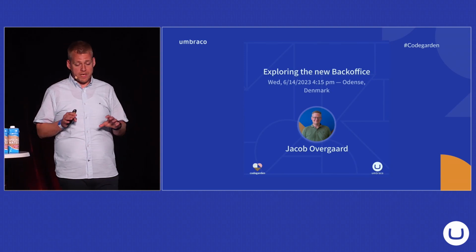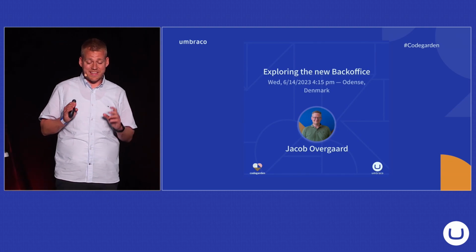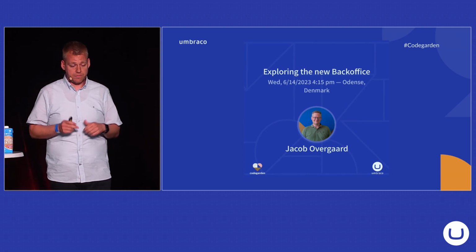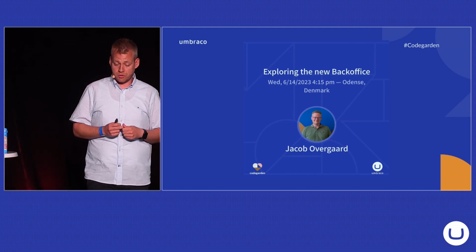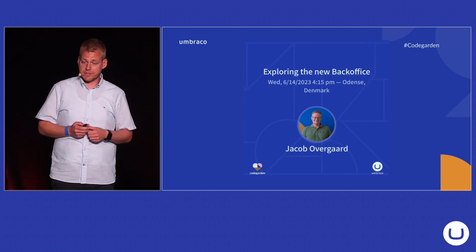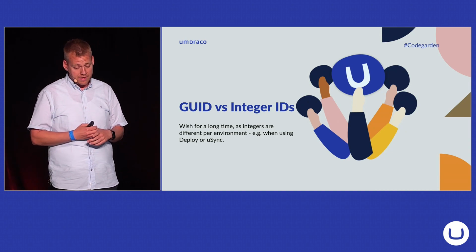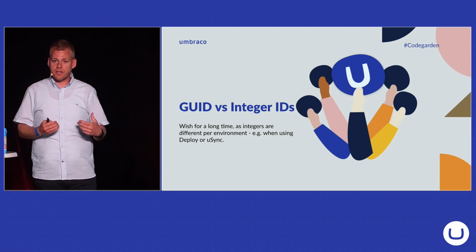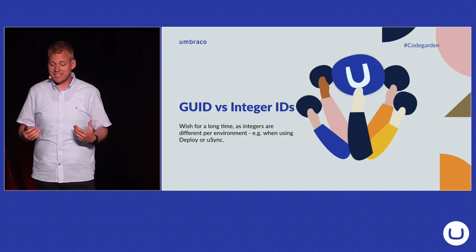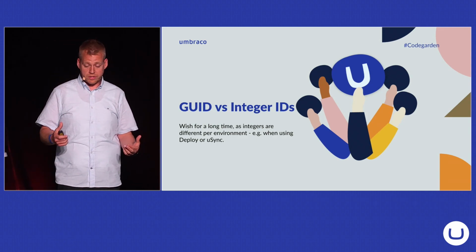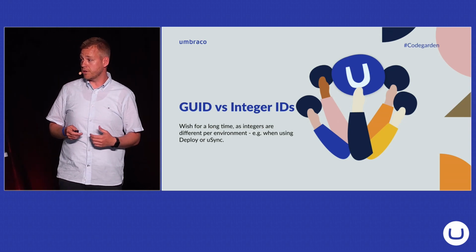I won't go into too many details about the new backoffice, but Umbraco 14 is the target version of the new backoffice. Jacob has a full talk about it. If you are worried about this or interested in general, go watch his talk. It will be super interesting. But now that we have to implement a new backoffice anyway, we want to avoid leaking our integer IDs to the UI. Instead, we want to use the GUIDs. One big advantage of this is when you are using tools like Deploy, you will be able to have the same IDs on each environment and thereby ease your debugging sessions.